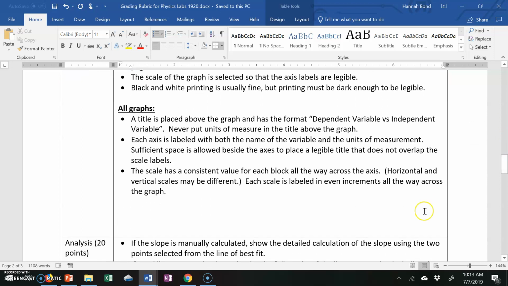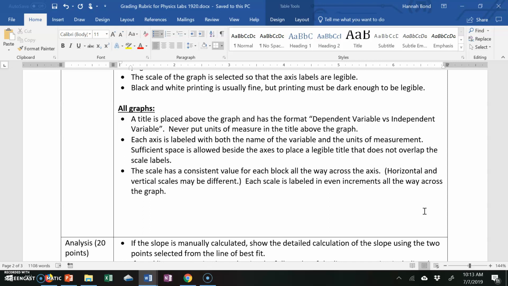All graphs need to have a title centered above the top of the graph, and the title needs to have the format of dependent variable versus independent variable. For example, displacement versus time. Never put units of measure in this title that occurs above the graph.